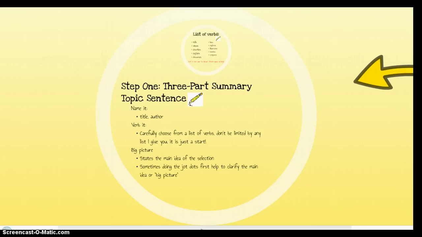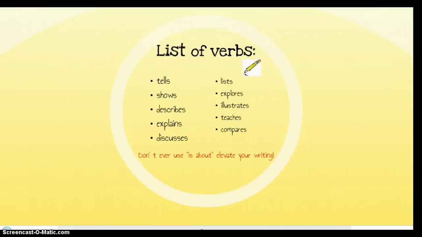So if you find that you're stuck with the big picture and you can't figure it out, there is nothing wrong with moving on to the jot dots and coming back to it later. Just don't forget to include it when you go to write the actual summary.